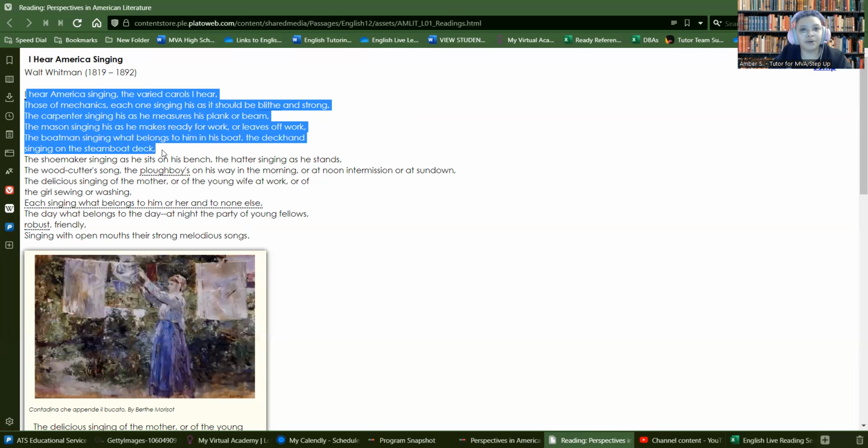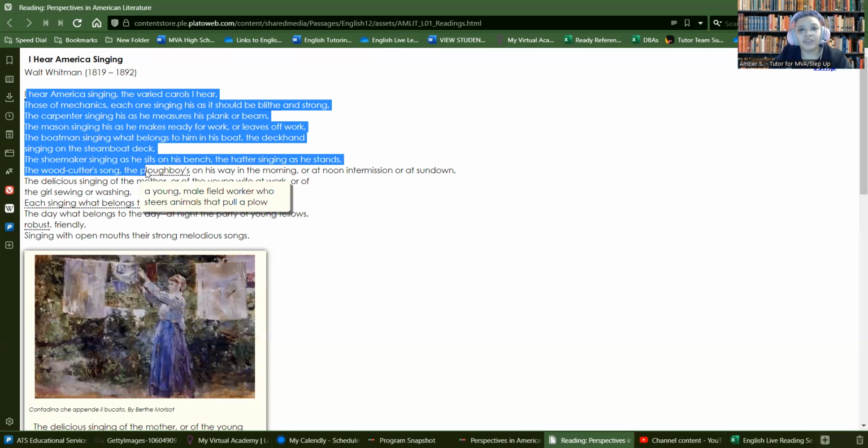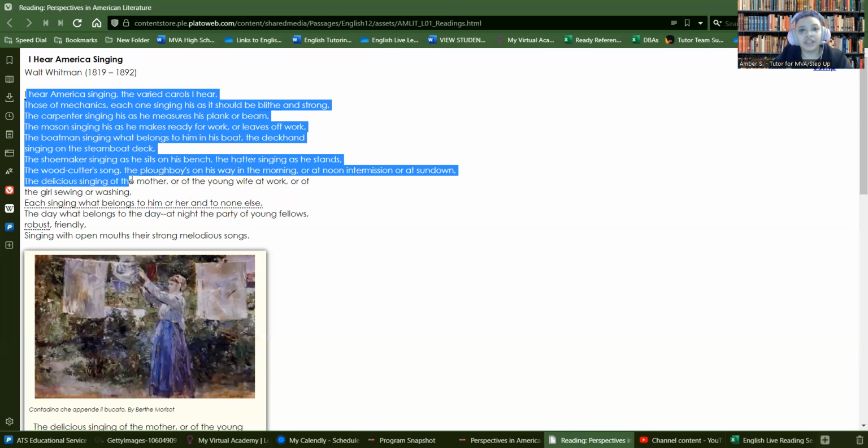singing on the steamboat deck, the shoemaker singing as he sits on his bench, the hatter singing as he stands, the woodcutter's song, the plowboy's on his way in the morning, or at noon intermission, or at sundown, the delicious singing of the mother, or of the young wife at work, or of the girl sewing or washing.